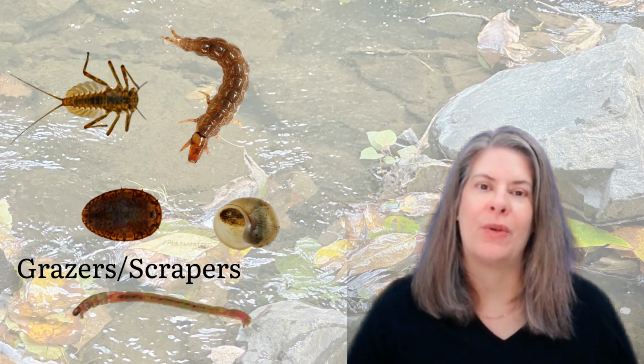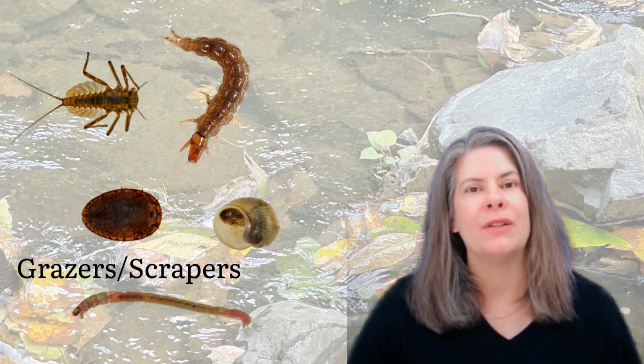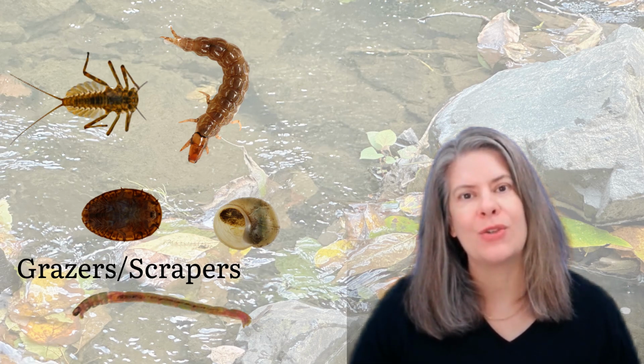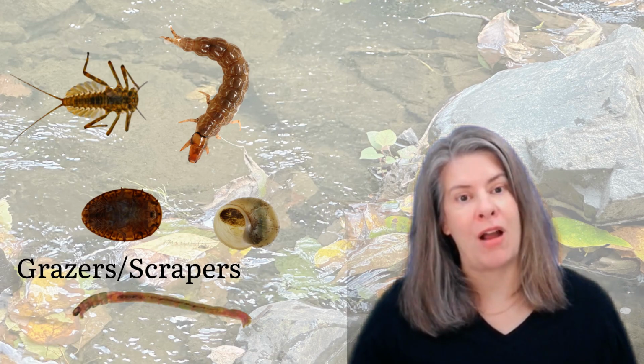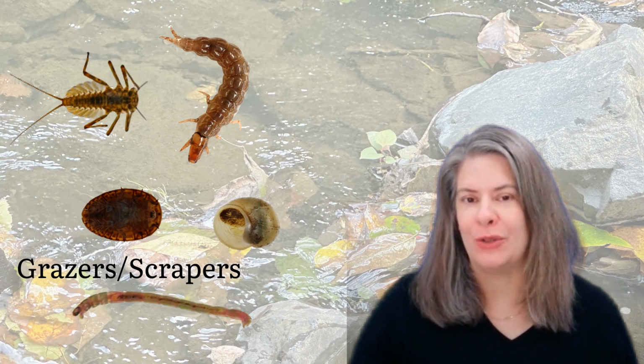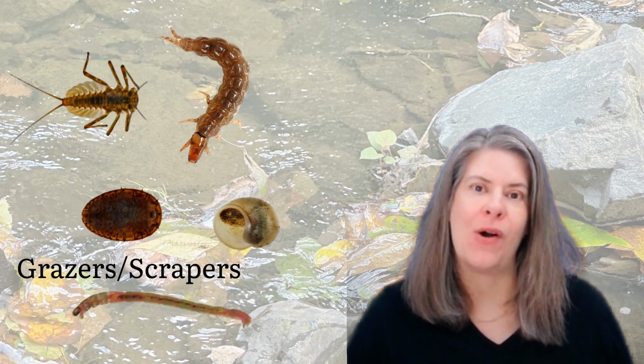Next, we'll talk about the grazers and scrapers. That's the same group. These macros include snails, midges, and water pennies, and their job is to scrape algae off of submerged rocks and other surfaces. By controlling the algal blooms in the stream, grazers help keep the stream environment in check so all life can thrive.